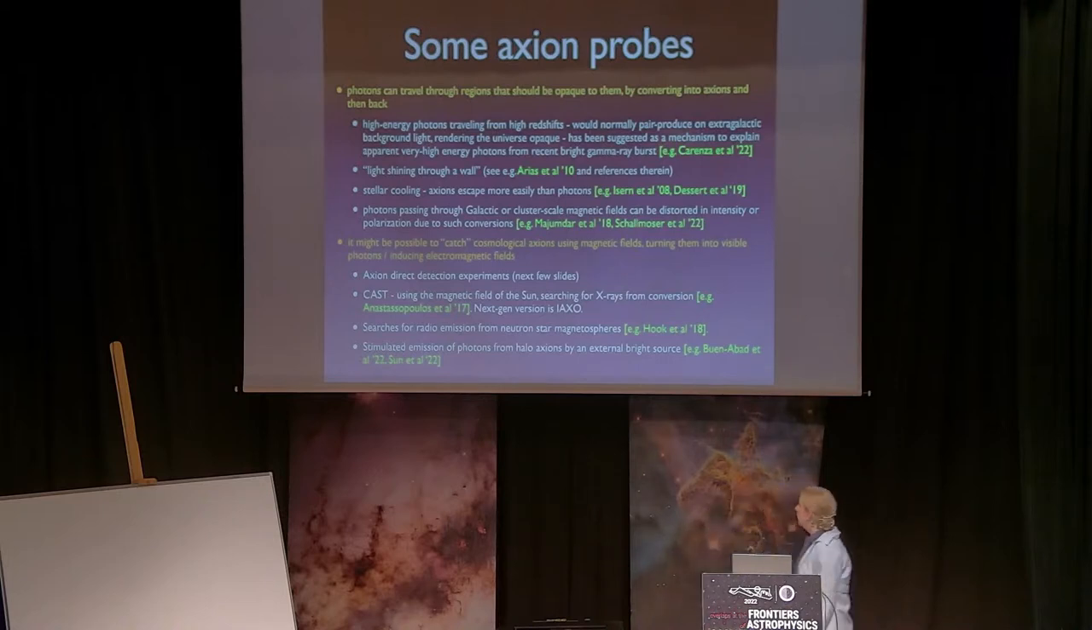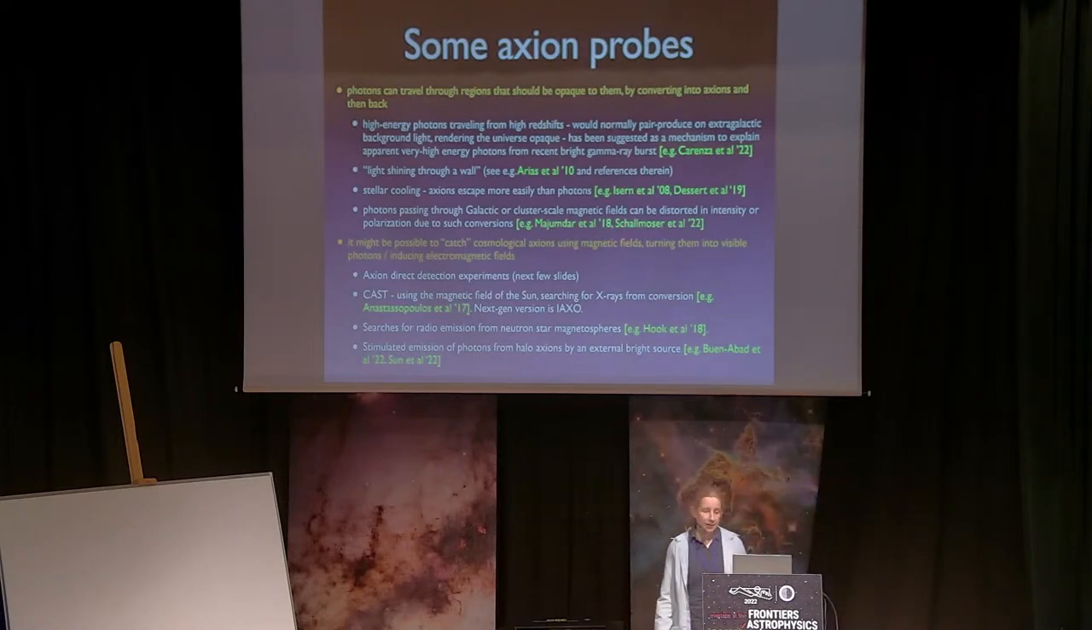In stellar cooling, axions can escape from stars more easily than photons can. In scenarios where you would normally expect photons produced by the star to be trapped within the star, if they can turn into axions, they can get out, and that can modify the cooling of the stars. Photons passing through galactic or cluster-scale magnetic fields can also be distorted in intensity or polarization due to such conversions, because some of them have turned into axions along the way. In this category, none of these actually depend on the axion being the dark matter. All of these just depend on the axion existing as a state in the spectrum.